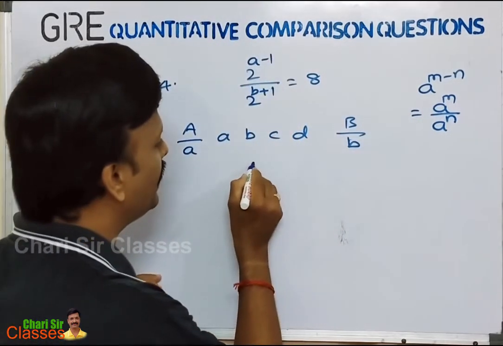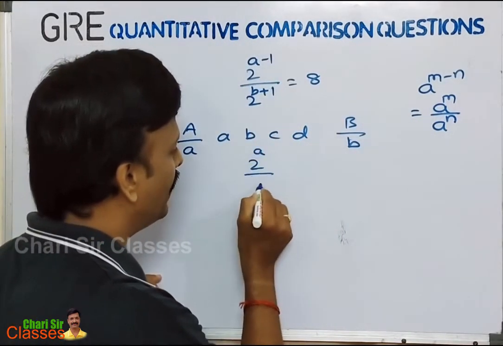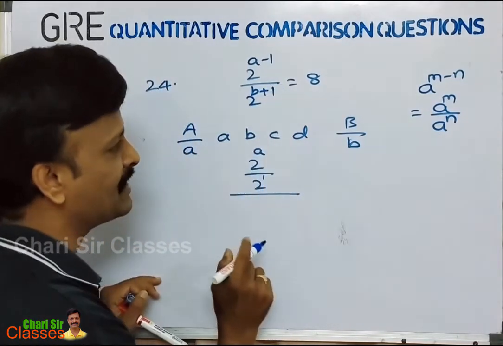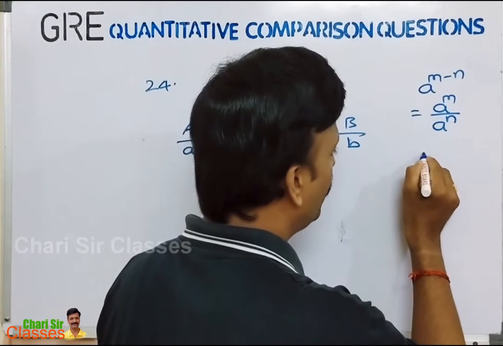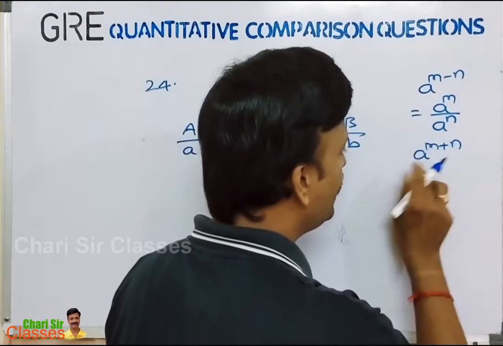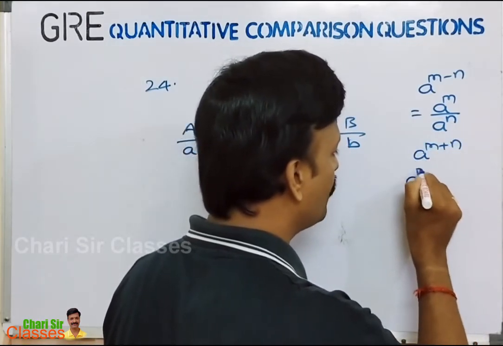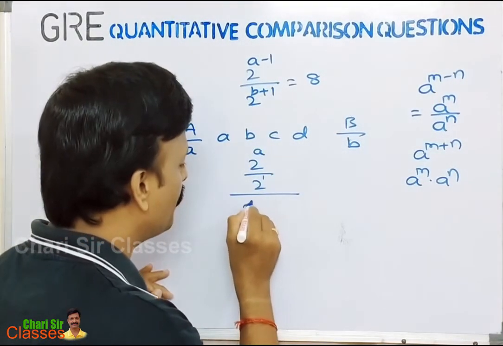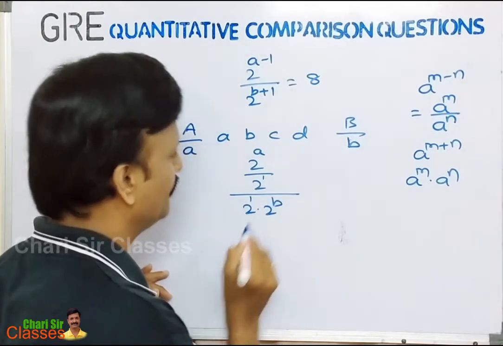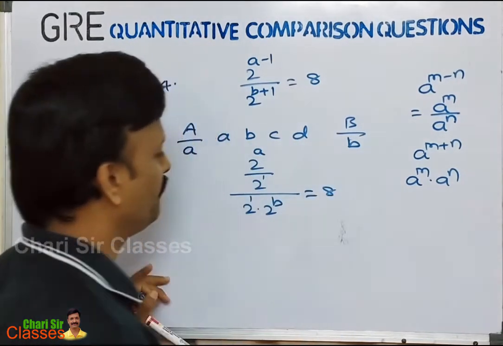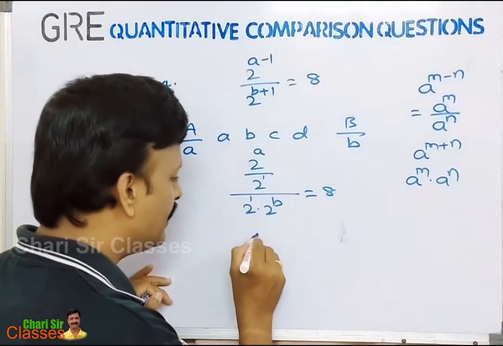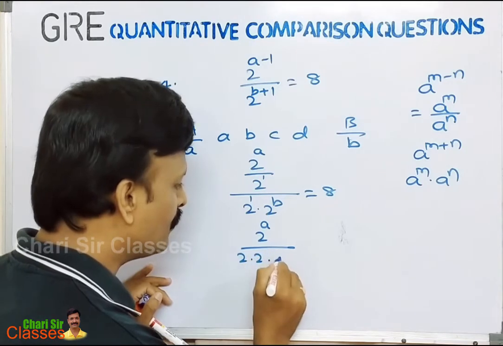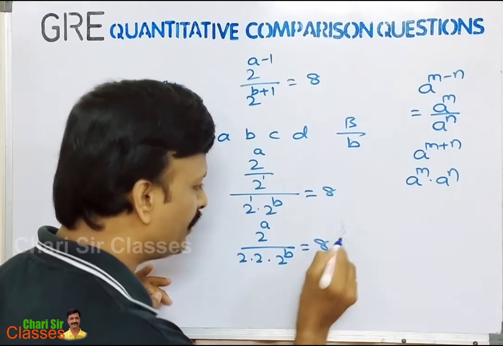In a similar way we can write 2 to the power of a by 2 to the power of 1, divided by 2 to the power of b plus 1, which is in the form of a to the power of m plus n. When a to the power of m plus n is there, we can write a to the power of m into a to the power of n. So here also you can write 2 to the power of 1 into 2 to the power of b, which is equal to 8. Now this 2 will come down, that is 2 to the power of a by 2 into 2 to the power b, which is equal to 8.